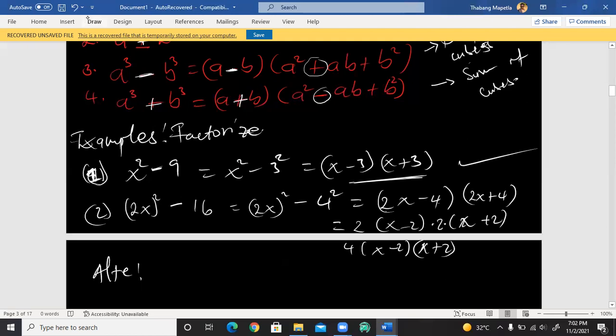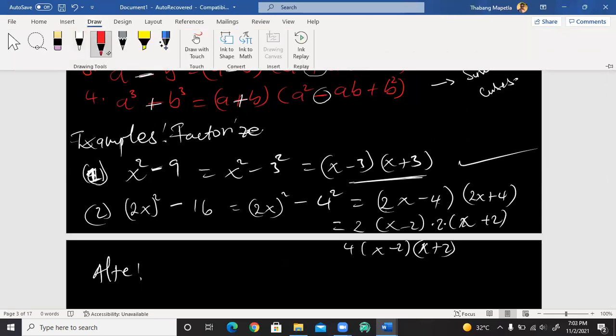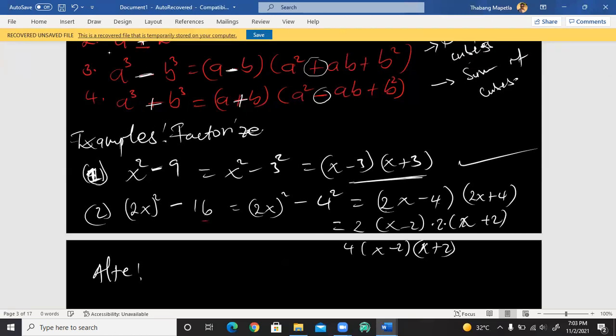Alternatively, let me use red ink. You can simply say, as it is, you have a 2 squared, so it's going to give you a 4, and we have a 4 already inside there. And again, 4 is a square number on its own. So you can simply expand this. 2x all squared minus 16 can be written as 2 squared x squared minus 16, which is 4x squared minus 16.